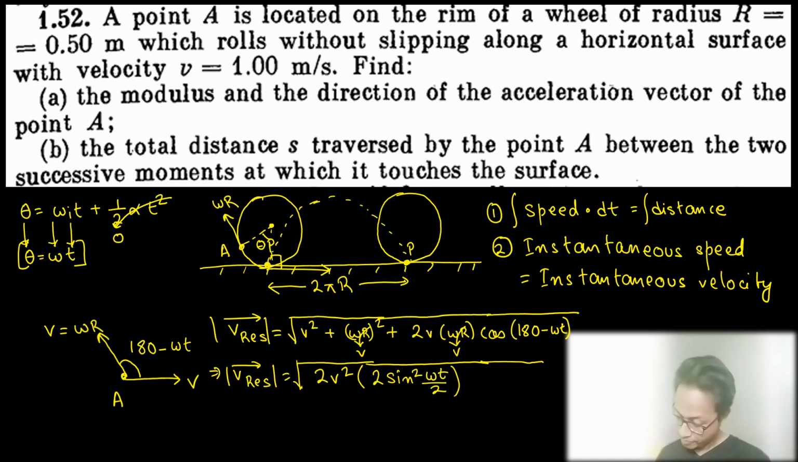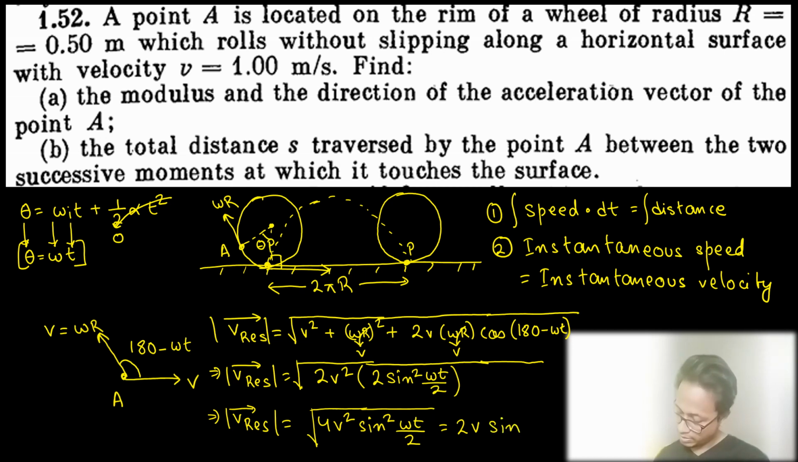2 and 2 get multiplied, so the resultant is equal to the square root of 4v square sine square omega t by 2, or is equal to 2v sine omega t by 2.